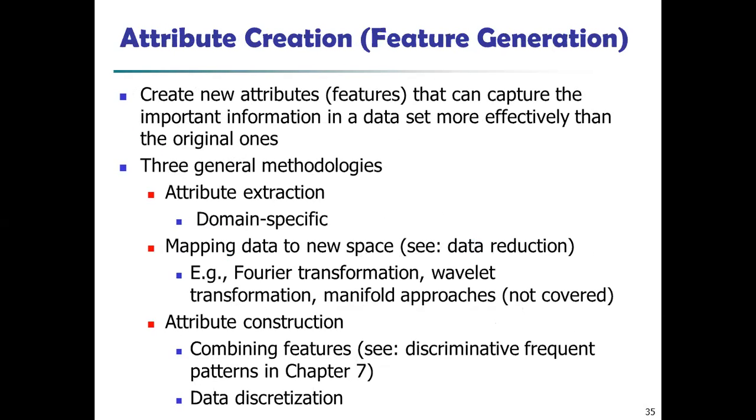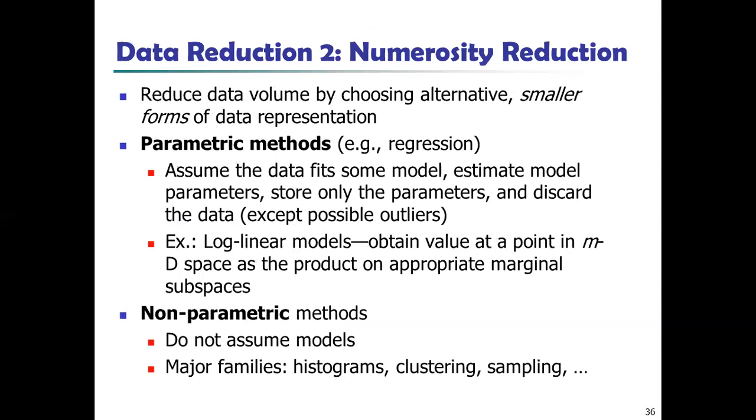Attribute creation: create new attributes that can capture the important information in a data set more effectively than the original ones. Three general methods. One is attribute extraction, which is domain specific. The second is mapping data to a new space, that is data reduction, Fourier transform, wavelet transform, and manifold approaches. The third is attribute construction, combining features for data discretization. This is attribute creation.